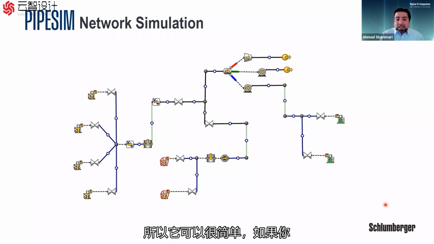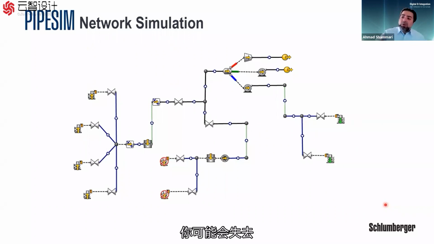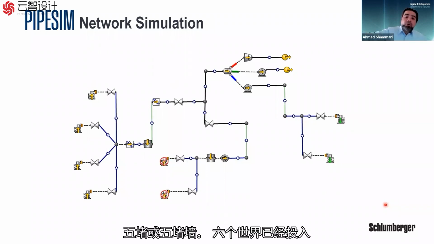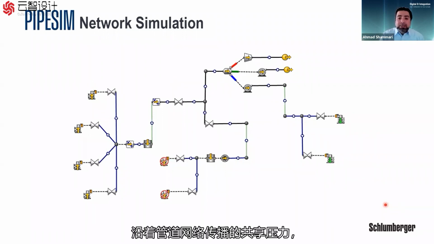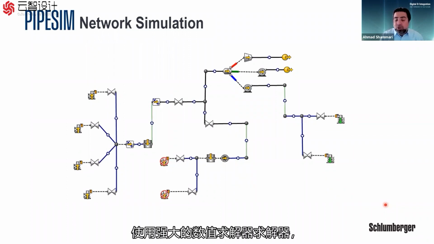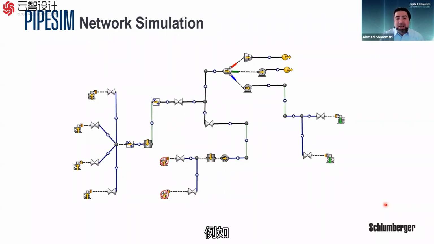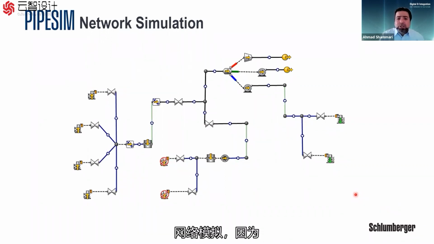So it can be as simple as, if you add just 2 or 3 wells to your production system, you might lose 5 or 6 wells that are already in production, and this is due to the shared pressure that propagates along the pipeline network. So it's really important that the pipeline network is modeled comprehensively, and with a strong numerical solver such as PIpeSim. Why do we need the network simulation?